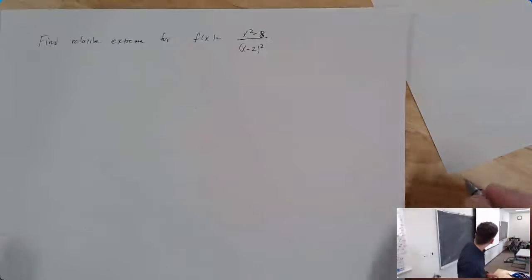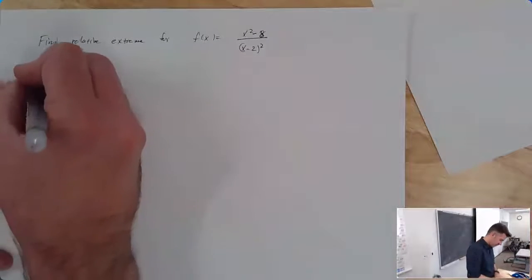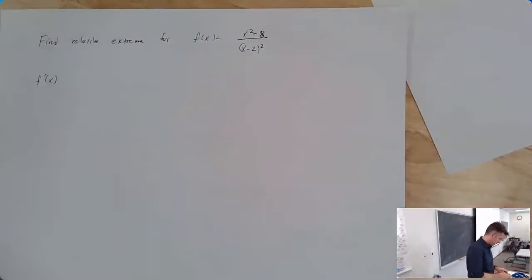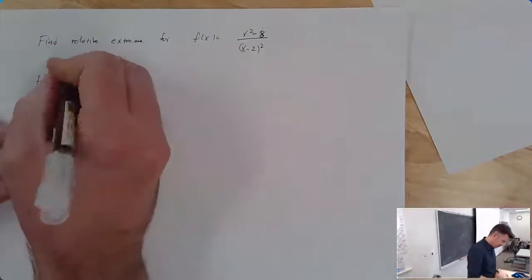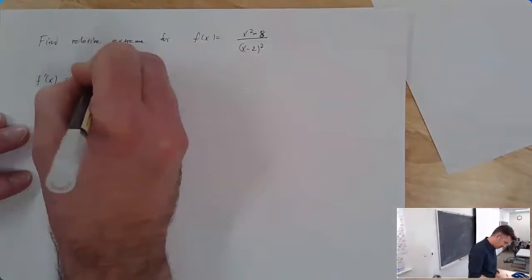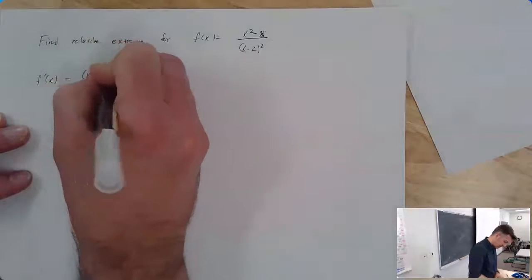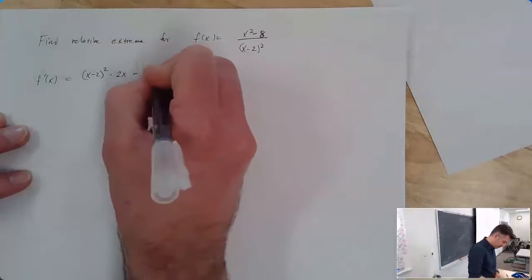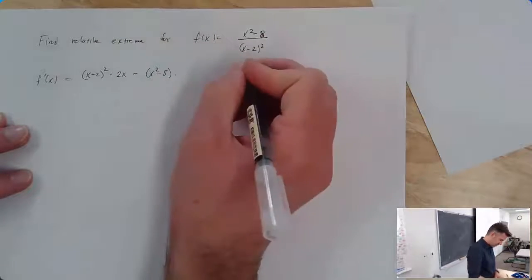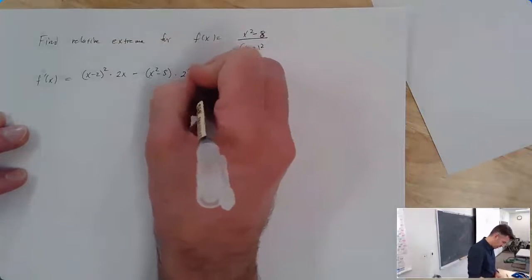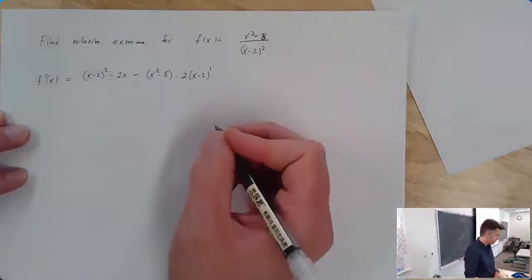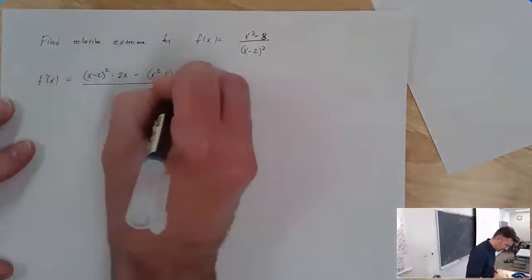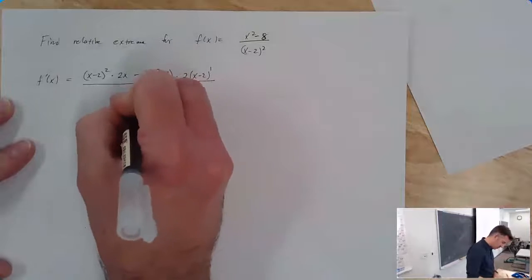So let's find the derivative. It's kind of a pain, such is life. It's going to be the bottom times the derivative of the top, which is 2x, minus the top times the derivative of the bottom, which is 2 times x minus 2 to the first, times 1, if you're thinking chain rule, divided by x minus 2 squared squared.